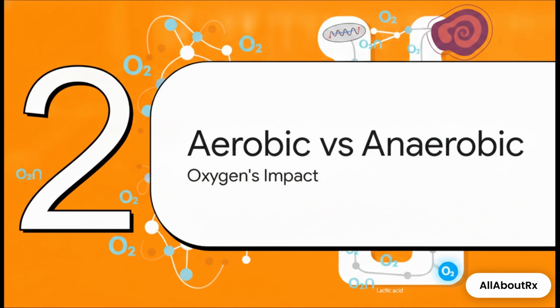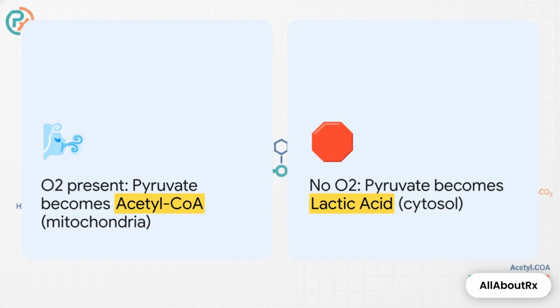Section 2. Aerobic versus anaerobic pathways, oxygen's impact. Now, what's really interesting is how oxygen availability totally determines the fate of that pyruvate we just created. Let's look at the anaerobic pathway first. If there's no oxygen, pyruvate is converted to lactic acid right there in the cytosol. This is actually crucial because it reoxidizes NADH so the pathway can keep running. But if oxygen is present in the aerobic pathway, pyruvate converts to acetyl-CoA, which then enters the citric acid cycle, or TCA cycle, deep inside the mitochondria.